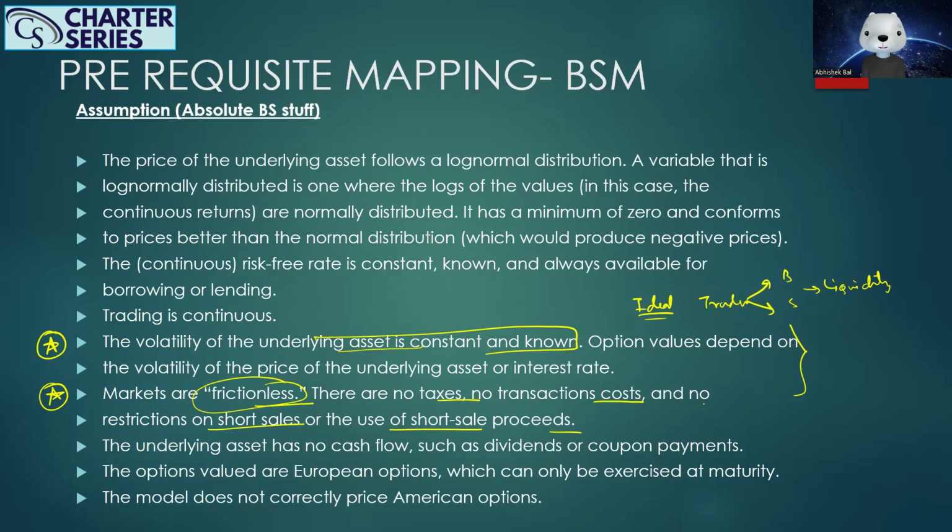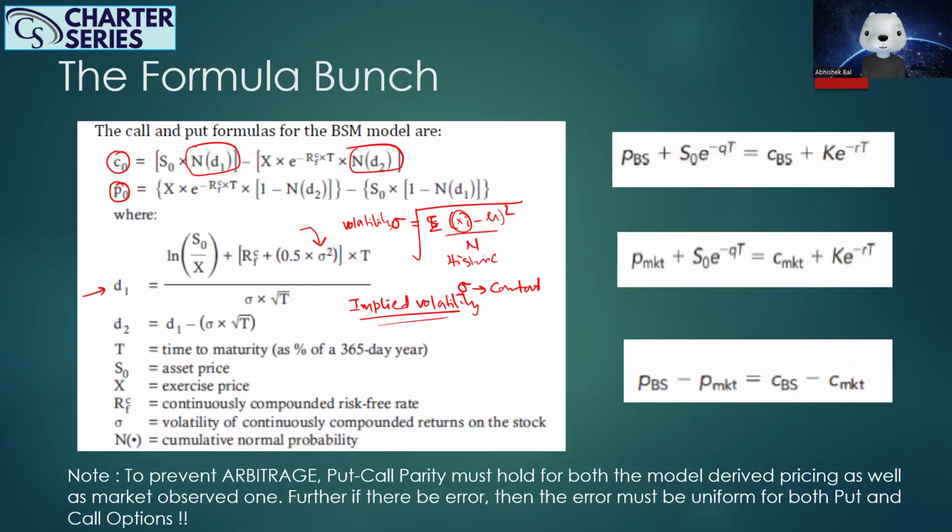So in my considered opinion, these are two major flaws why the model-derived prices for options and the actual option prices that we get rarely match.